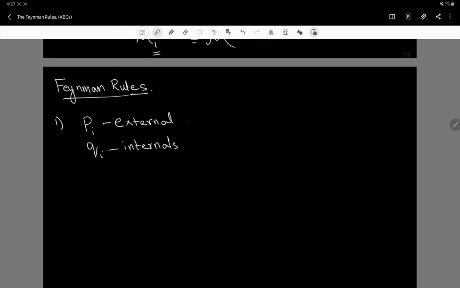For p_i, the external lines, the arrows should always move forward in time. And for q_i, it does not matter; your arrows can flow either backwards or forwards. But for p_i, the arrows should always flow forward in time. Okay, now number 2 is that for each vertex that appears in the diagram, you write down a factor of negative i g. So for each vertex.